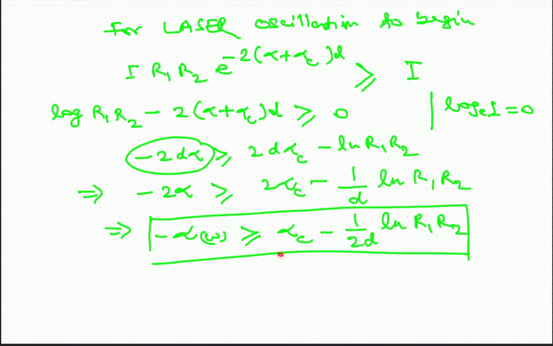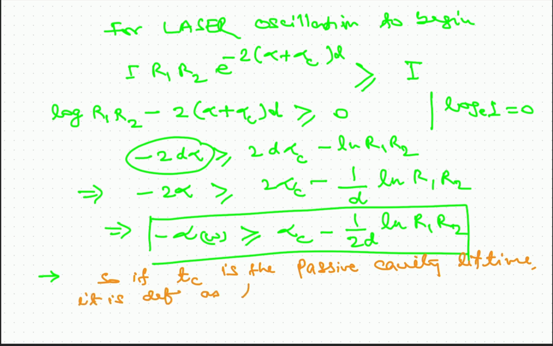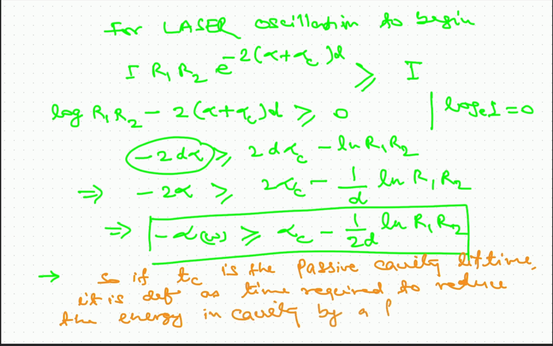Thus we see that the right-hand side of this equation depends on the passive cavity parameters only, where alpha c is the attenuation factor of the medium. This can be related to the passive cavity lifetime Tc. If Tc is the passive cavity lifetime, then it is defined as the time required to reduce the energy in the cavity by a factor 1 by e.